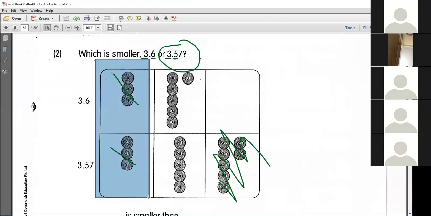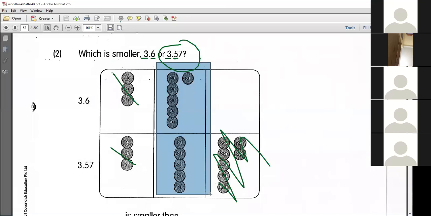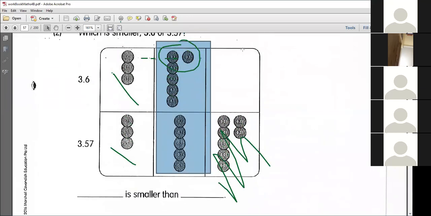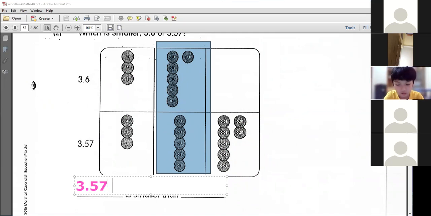All right, let's look at this. 3 and 3 are equal, but then right here in our tenths place, we have 6/10 and 5/10, okay? This tells me that 3.6 is bigger than 3.57, so our answer should say we want the smaller number. 3.57 is smaller than 3.6, right?